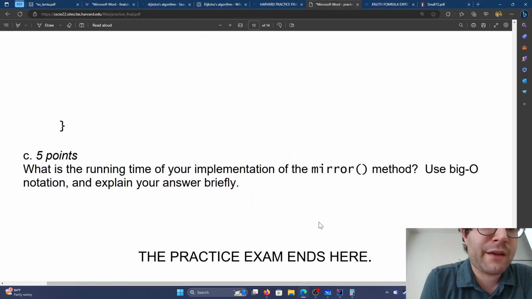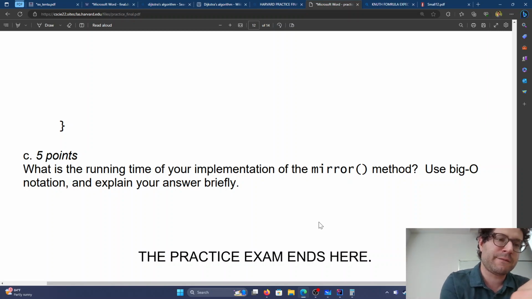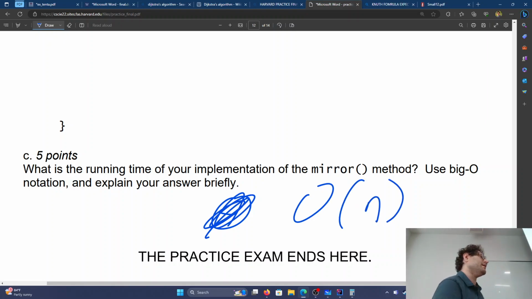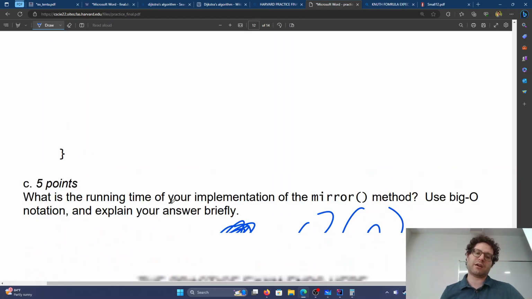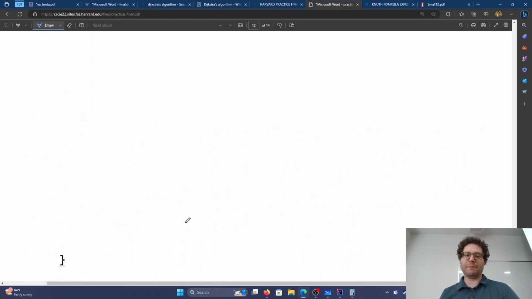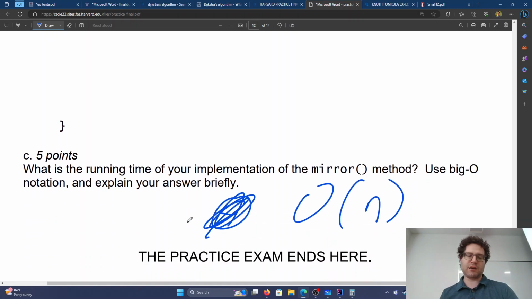All right, 5 points. What is the runtime of your implementation of the mirror method? Use big O notation and explain your answer briefly. Very easy. They say use big O notation, so big O of n. Why? It's always going to be big O of n. The reason is that if you have n items, we need to make n clones. That takes O of n time. So for every item, we run mirror on it, which makes a clone.